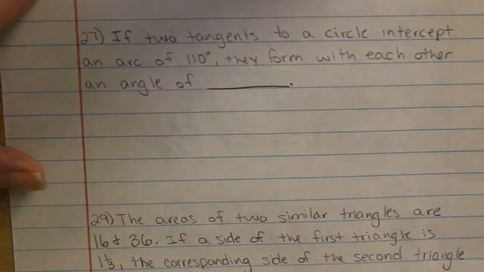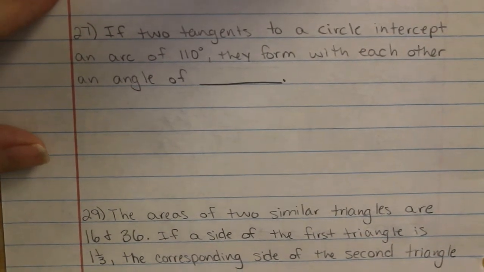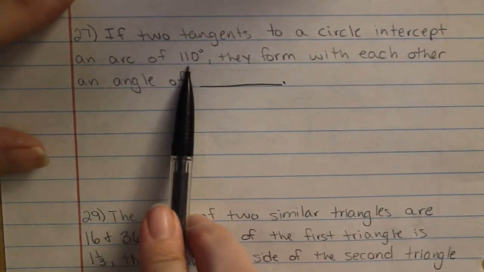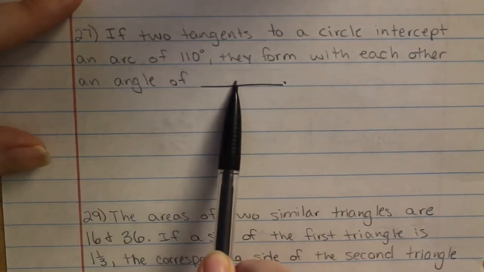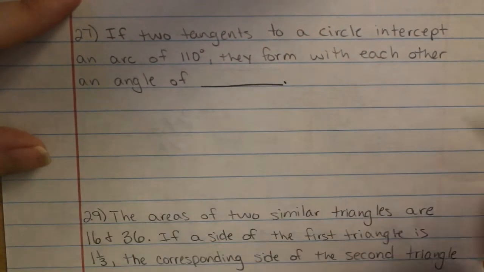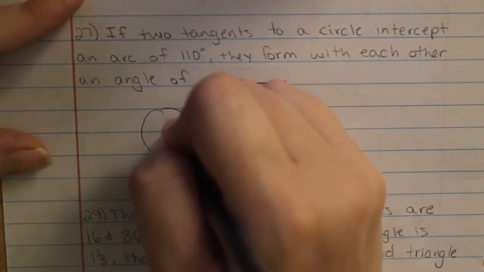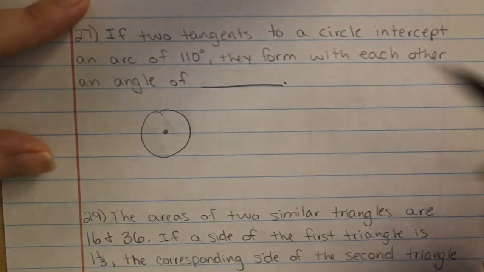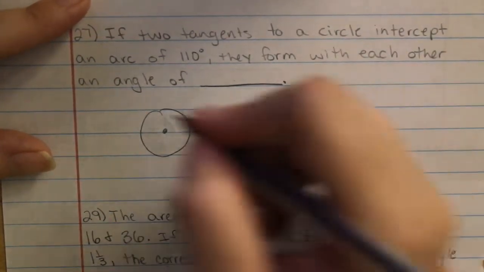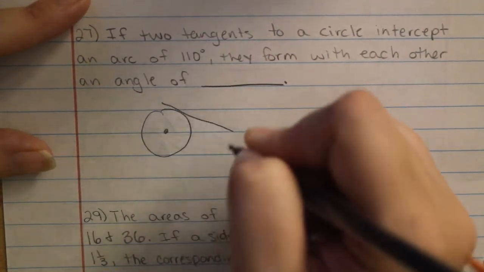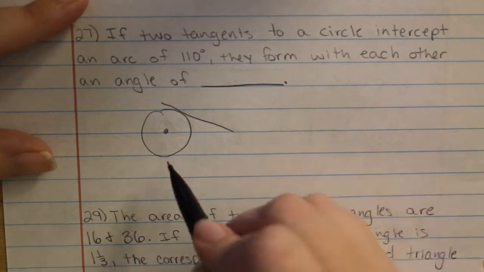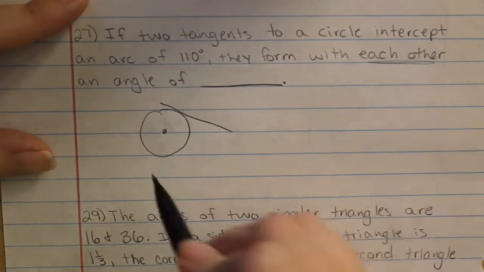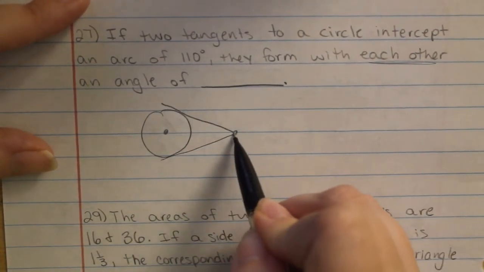2 more questions on the back. If 2 tangents to a circle intercept an arc of 110 degrees, they form with each other an angle of blank. So I've got a circle and I've got 2 tangents of a circle. They intercept an arc of 110 degrees. So I know that tangents go here. Okay, they intercept an arc. Oh, but it forms with each other, so I know they have to also meet with each other.